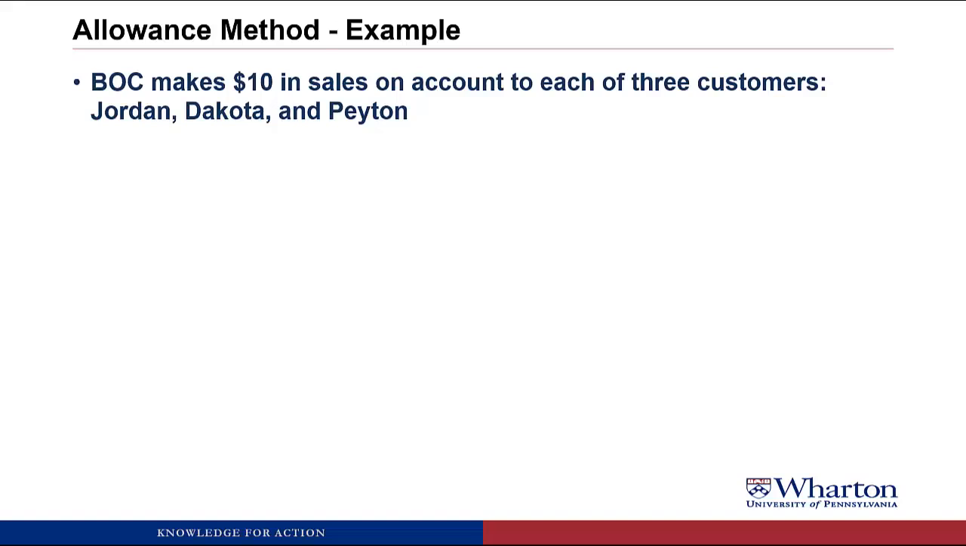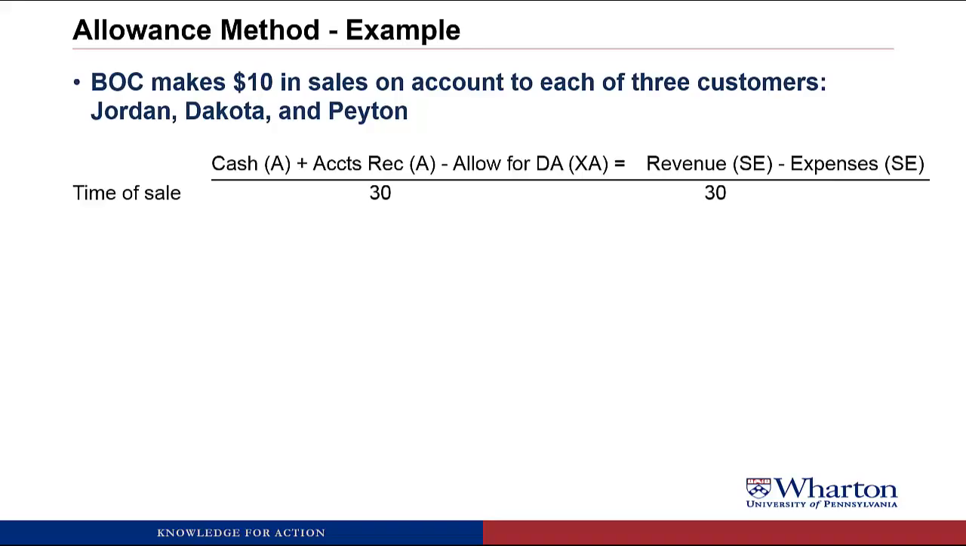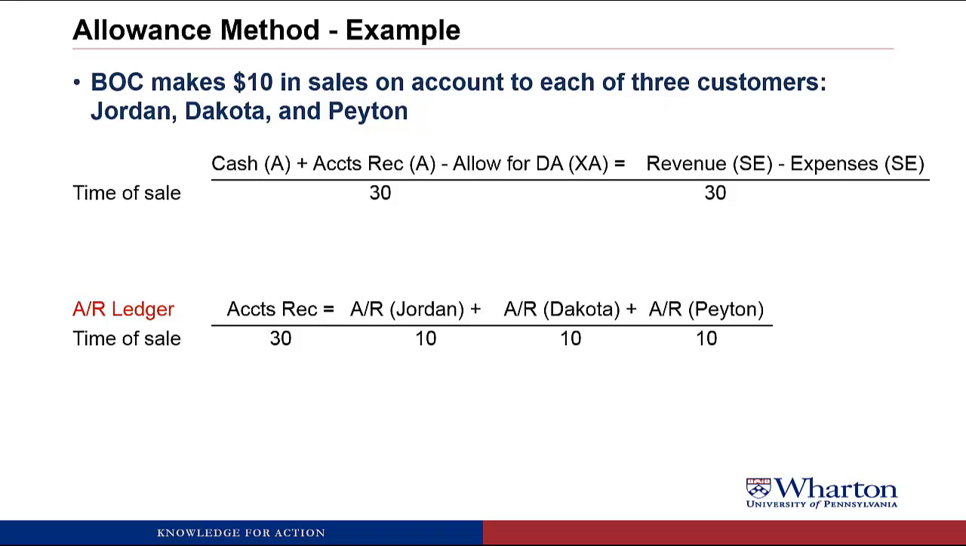In this example, we'll track how each transaction affects the balance sheet equation. So for the sales, accounts receivable goes up by 30, and revenue, which is stockholders' equity, goes up by 30. But companies have to keep track of how much each individual customer owes them. They can't just dump it all into an accounts receivable account. So there's a subsidiary ledger called an accounts receivable ledger where a company would keep track of each individual customer's account so that they know what they owe and can record it when they pay them back. So here we have $10 of receivables for Jordan, for Dakota, and for Peyton, which add up to the 30 of accounts receivable, which we're going to have on the balance sheet.